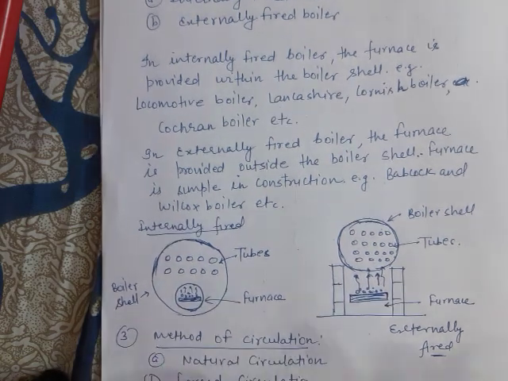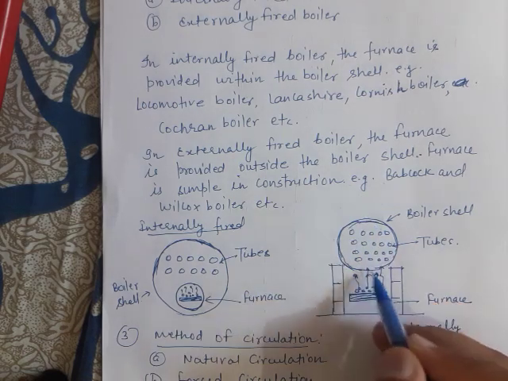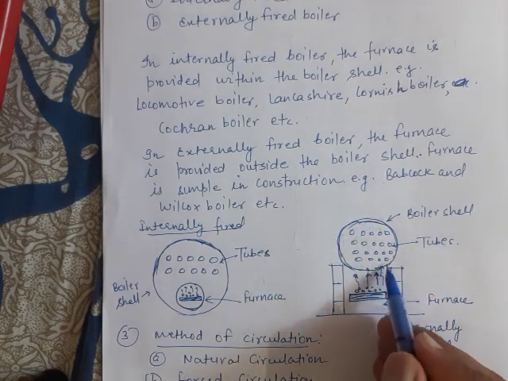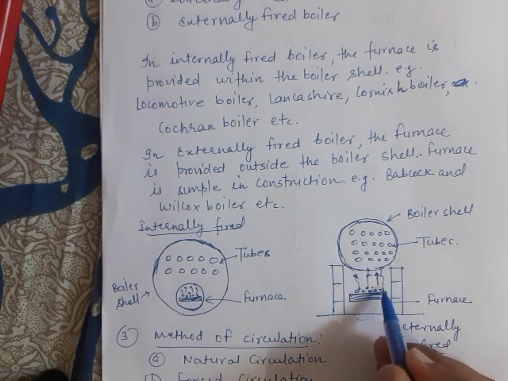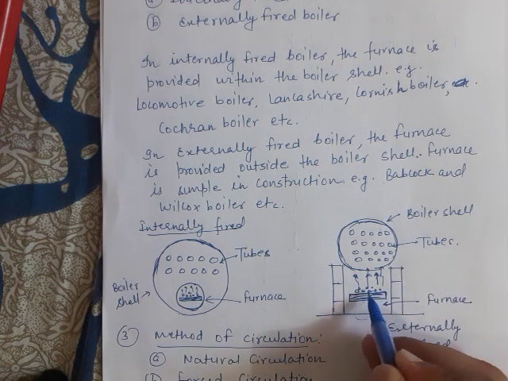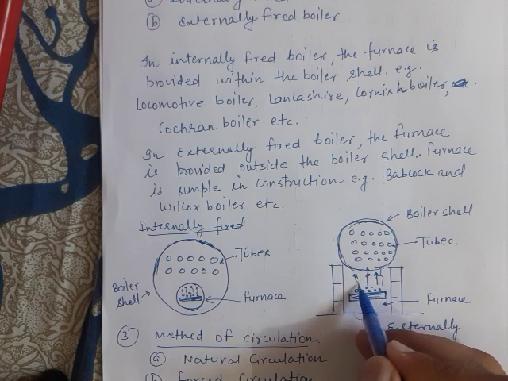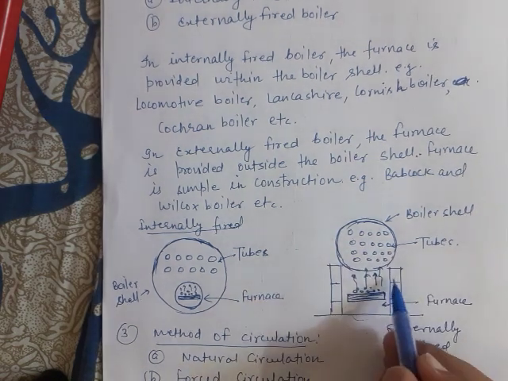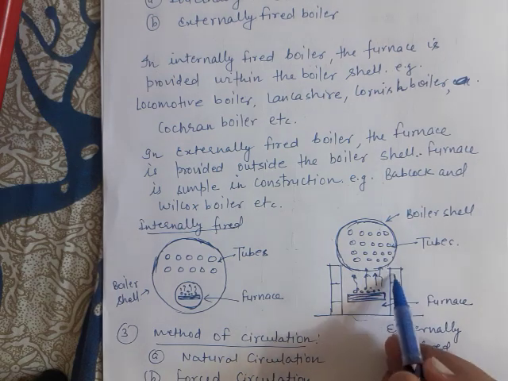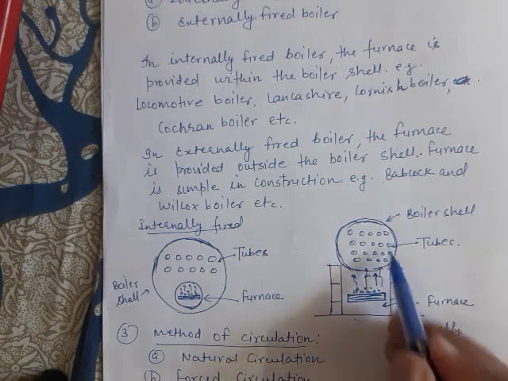But in an externally fired boiler, the boiler shell is there and the furnace is outside the boiler shell. The fuel is fired inside the furnace, and then the hot flue gases are allowed to enter the shell of the boiler. Please note, in an externally fired boiler, the furnace is outside the boiler shell.